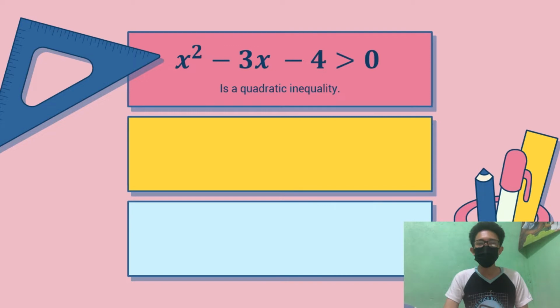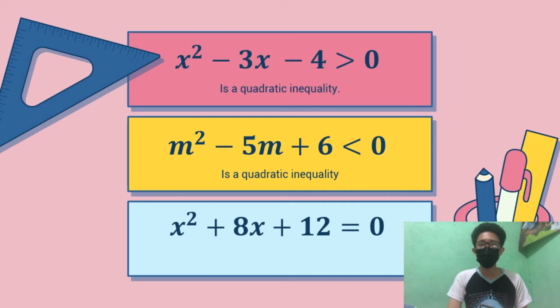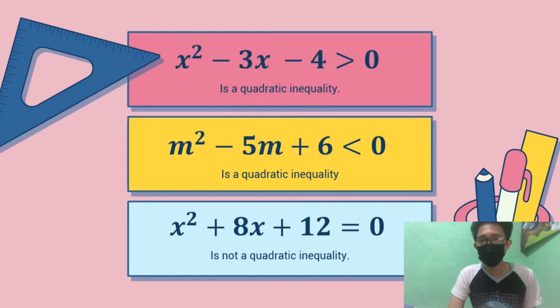In our second example, m squared minus 5m plus 6 is less than 0. It is also considered a quadratic inequality just like example 1. However, x squared plus 8x plus 12 is equal to 0 is not considered a quadratic inequality. Thus, it is considered a quadratic equation, and a quadratic equation has an equal sign in between, not a less than, greater than, less than or equal, greater than or equal, or not equal.